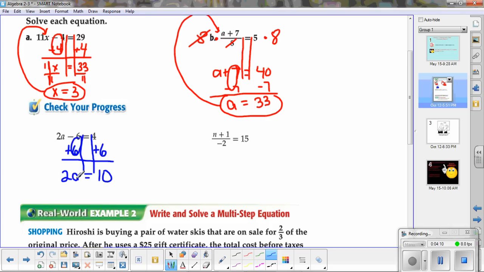Now we're going to undo the multiplying by 2 by dividing both sides by 2. And we end up with A equaling 5. Now let's check that real quick by plugging it back in. 2 times 5 is 10, and 10 take away 6 is 4.